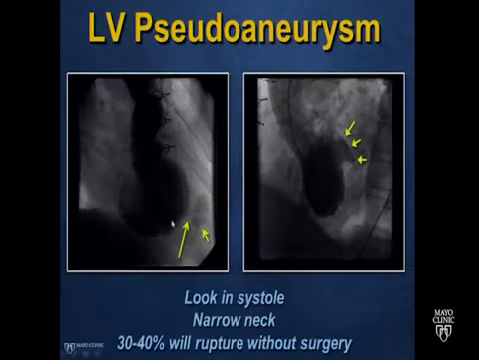A pseudoaneurysm is different from a true aneurysm. These have narrow necks. True aneurysms have wide bases, so these are contained ruptures. Here are some examples of a pseudoaneurysm. This one's in the apex. This is in the posterior base of the heart here.